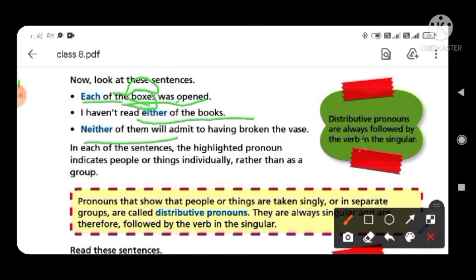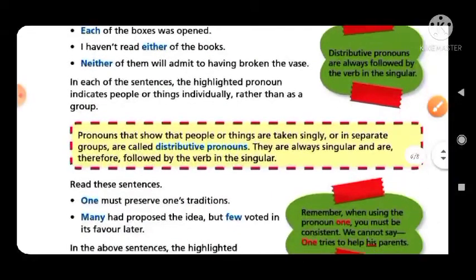And I haven't read either of the books. So here there are many books, and he hasn't read either of the books. So these types of words show everyone, and distribute to everyone, people or things taken singly. So it will be the distributive pronoun. I hope you all understand.